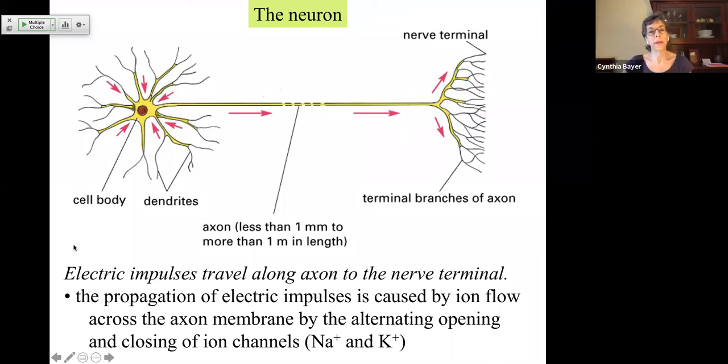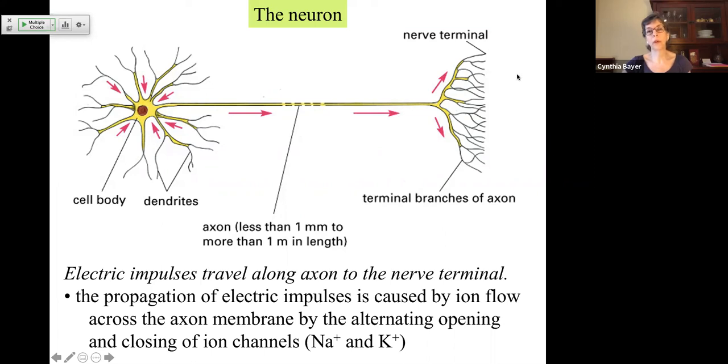So these types of gated ion channels are essential for the function of a neuron. Now, we'll be talking about neurons several different times in this course, but as an introduction, we want to remember that we have different parts of our neuron. The cell body and the dendrites specifically are the part of the neuron that is receiving a signal. That signal is then transmitted or conducted along the axon to the nerve terminal. And at the nerve terminal, that signal is then transmitted to another cell, right?